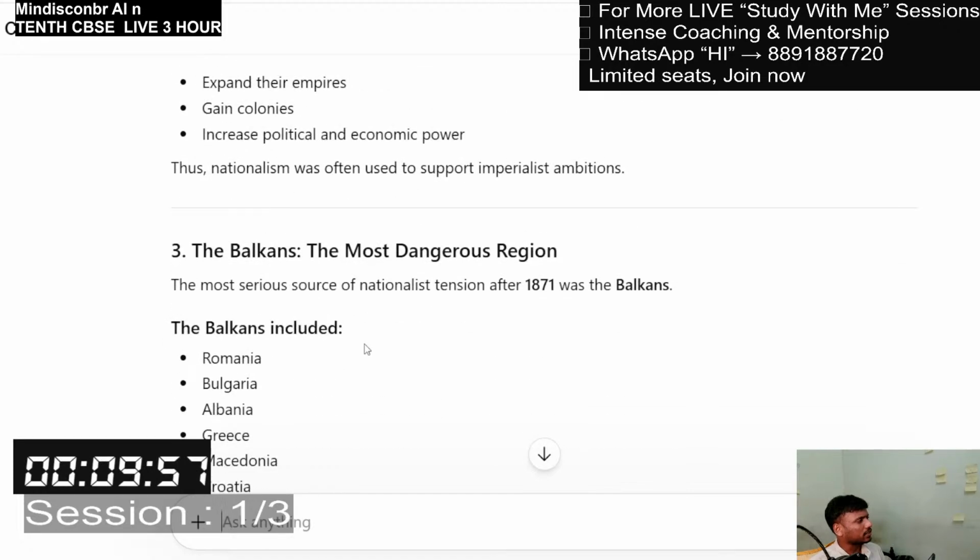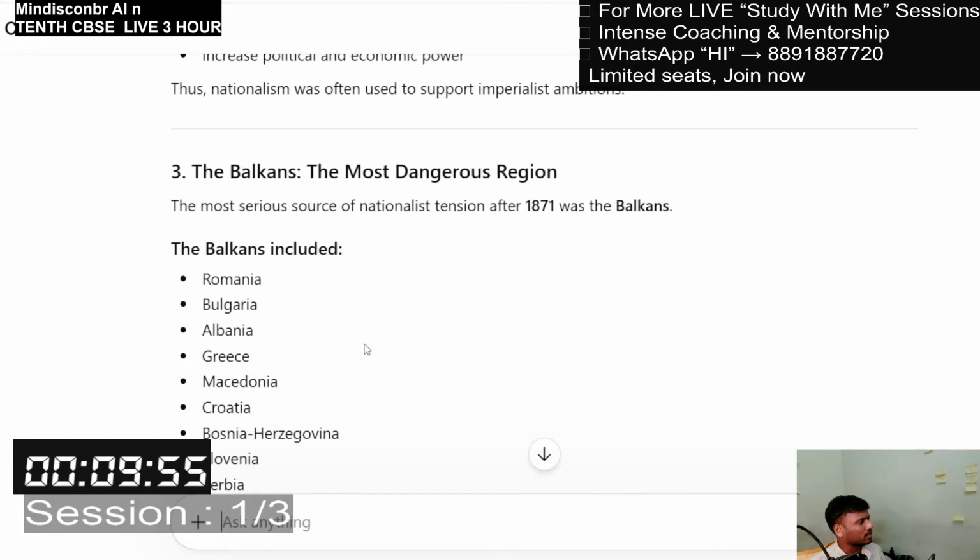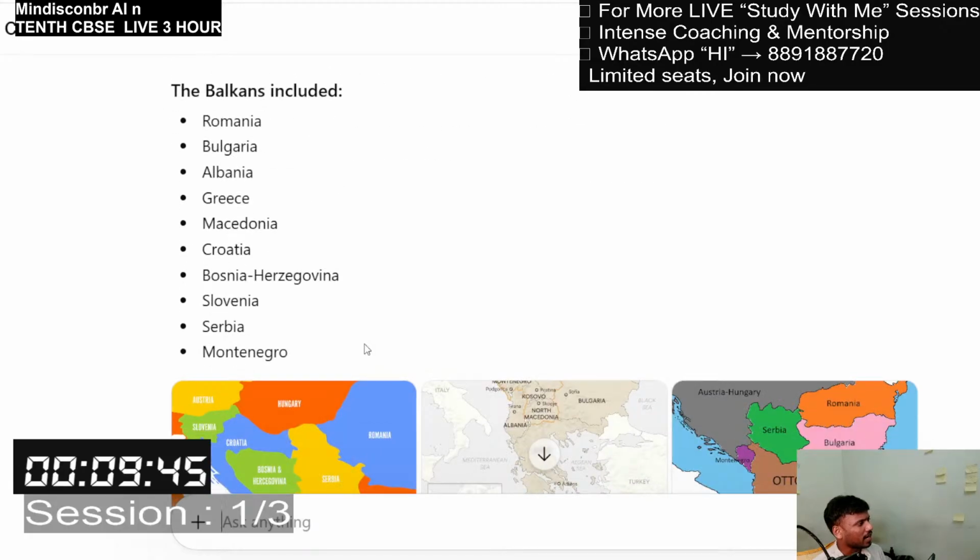The Balkans, the most dangerous region, the most serious source of nationalist tension after 1871, was the Balkans. The Balkans included Romania, Bulgaria, Albania, Greece, Macedonia, Croatia, Bosnia, Herzegovina, Slovenia, Serbia, and Montenegro.